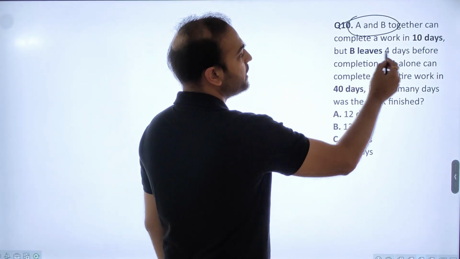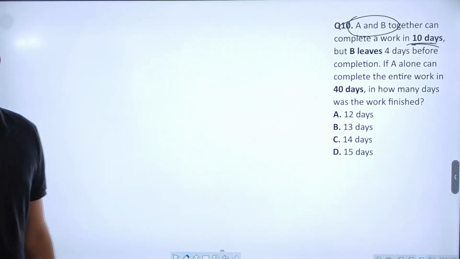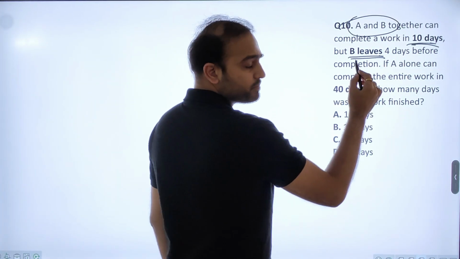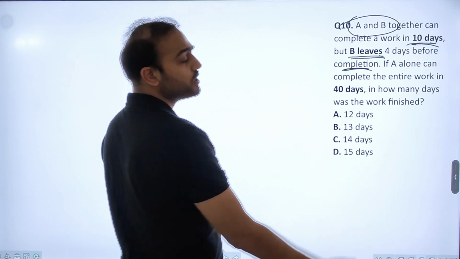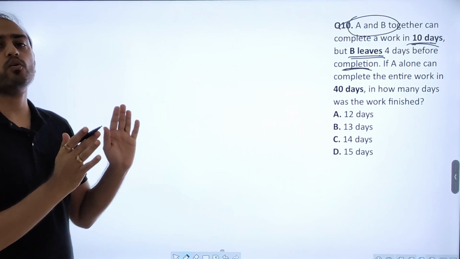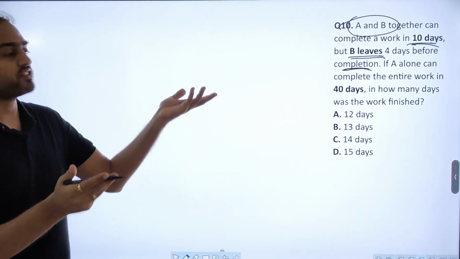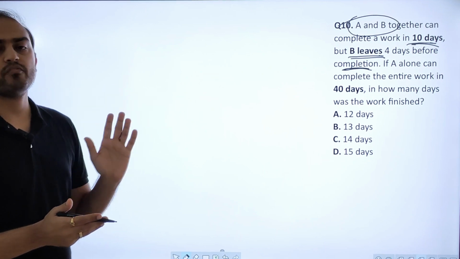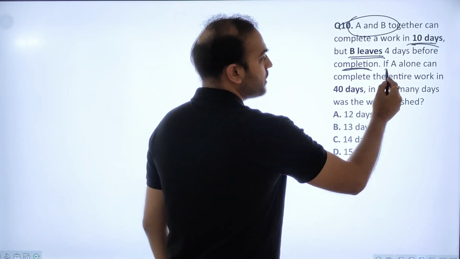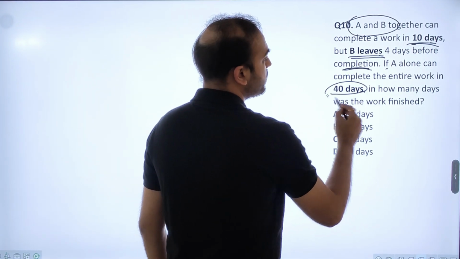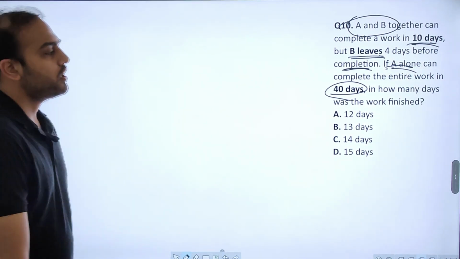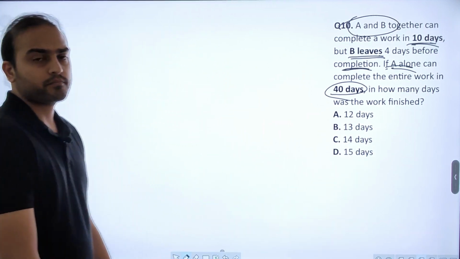So we have A and B complete the whole work in 10 days. But what happens? B leaves 4 days before the completion of the work. So had they worked together, they could have finished the whole work in 10 days. But for some reason, B left 4 days before the completion of the work. If A alone completes the entire work in 40 days, so A alone can do the work in 40 days, how many days was the work finished?